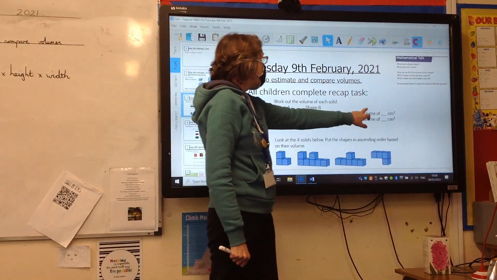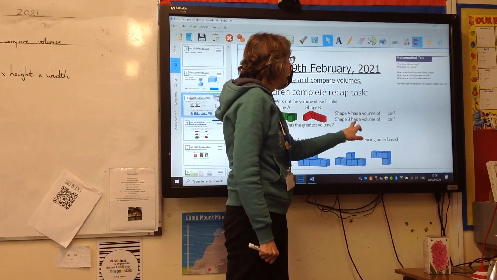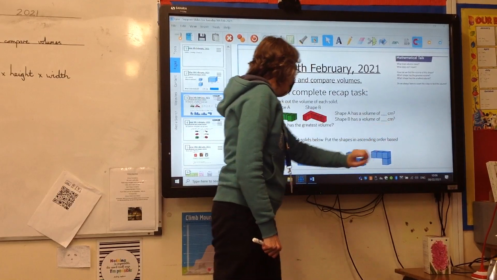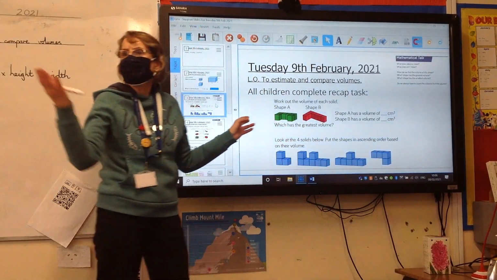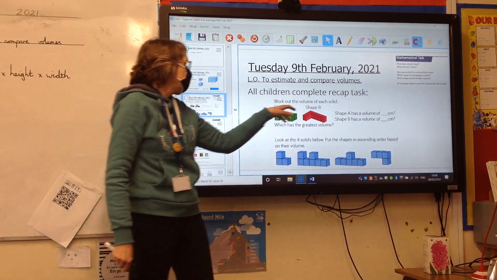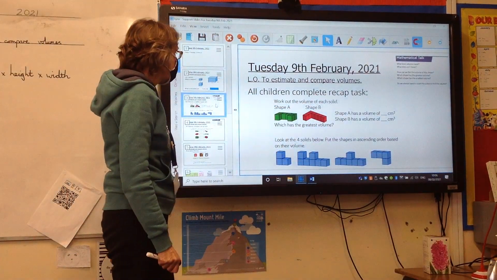So, shape A has a volume of 6 centimetres cubed. Shape B, 7. Which is the greatest volume? Shape B, the red one or pink one, or whatever colour it is.